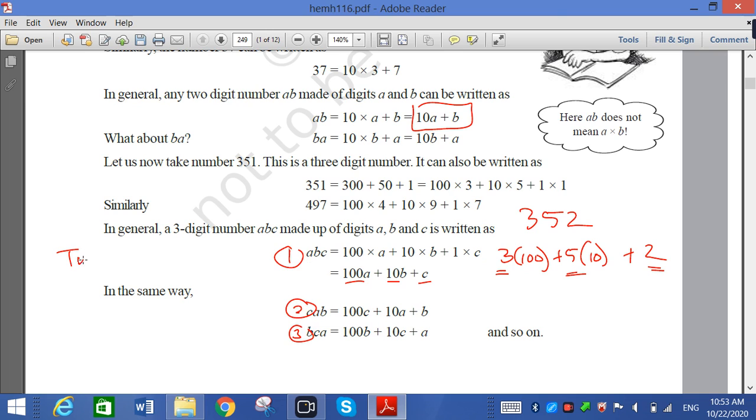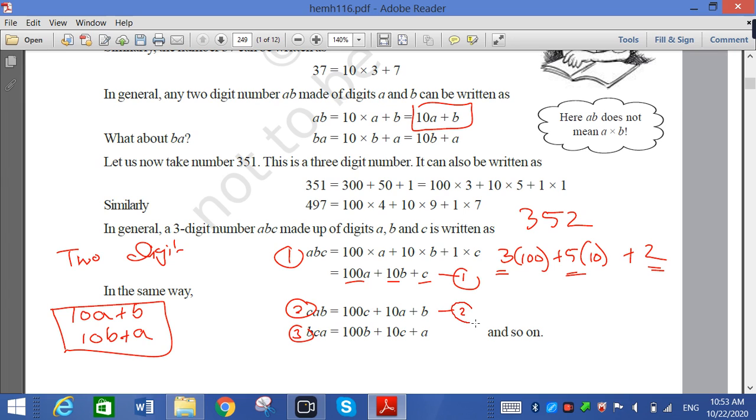In a 2 digit number, there are 2 ways: 10a plus b and 10b plus a. Here 3 digits are there, so we can write 100a plus 10b plus c. That is the first way. Second way, 100c plus 10a plus b. Third way, 100b plus 10c plus a. So we can describe the number in 3 different ways.